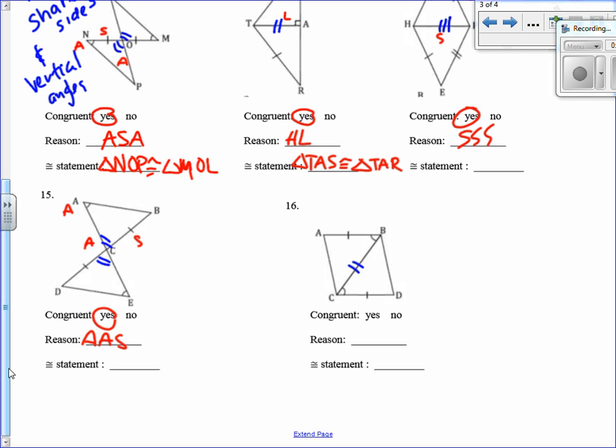It's not congruent. It's not one of those five things we listed. Okay, it's like angle. It's not congruent. So what is the side angle side? Are they congruent? Yes, side angle side. Right?